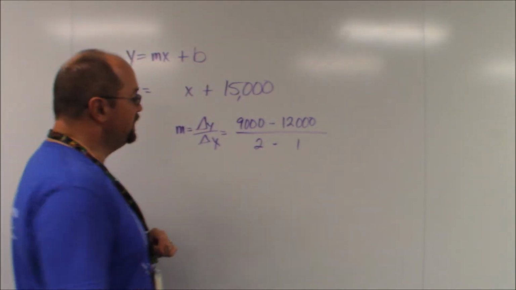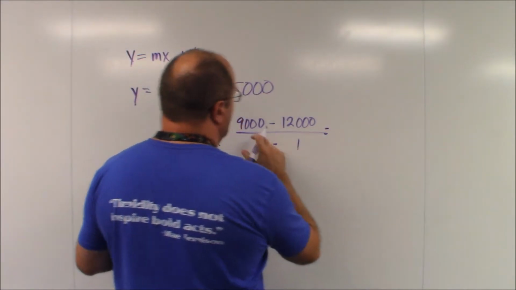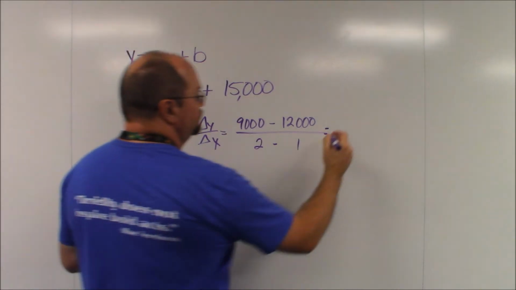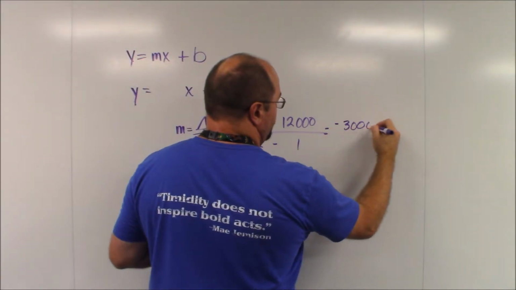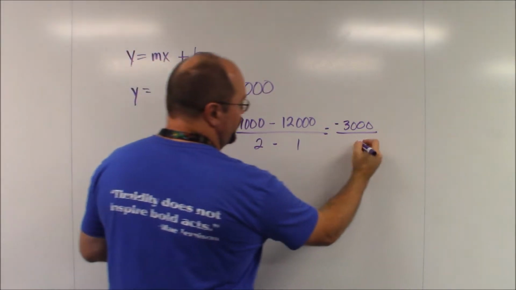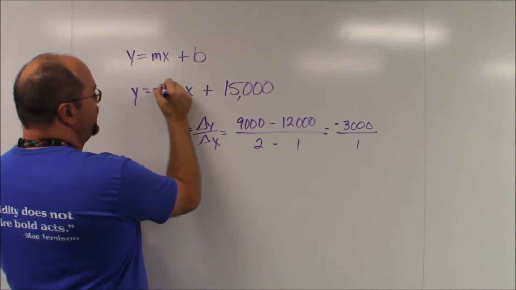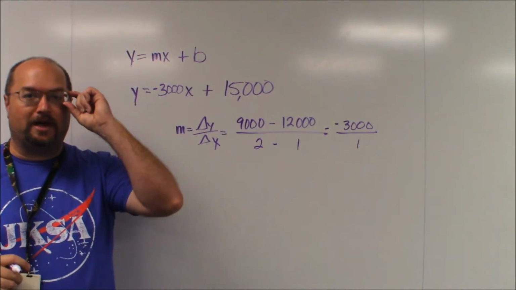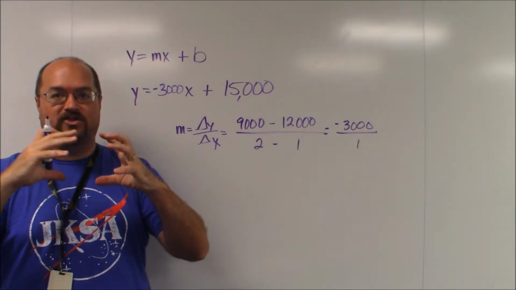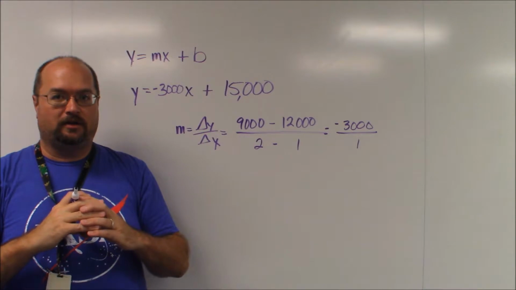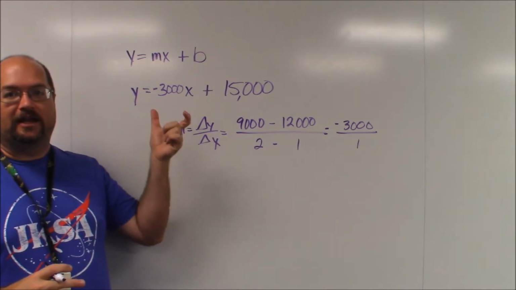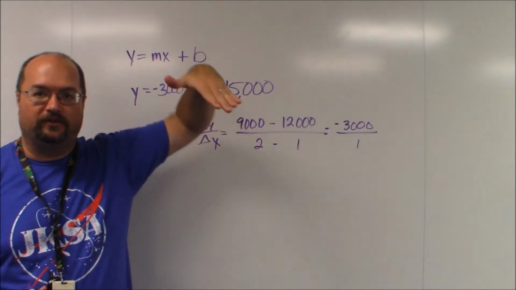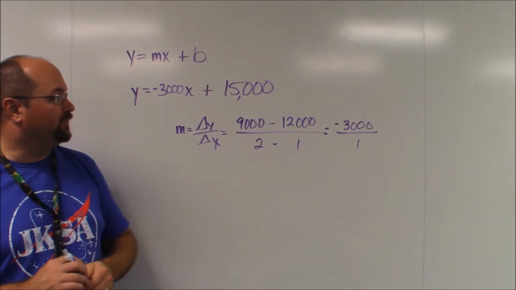And so what we're going to see here, and hopefully you're starting to see it already, is 9,000 minus 12,000 is negative 3,000, and 2 minus 1 is 1. So our slope ends up being negative 3,000. Now that makes sense if you think about it because the number of tickets is dwindling. It's getting smaller as time goes on. And so our slope should be negative, because if you start with a big pile and it's slowly getting lower and lower over time, then we've got that downward slope if we were to graph this.